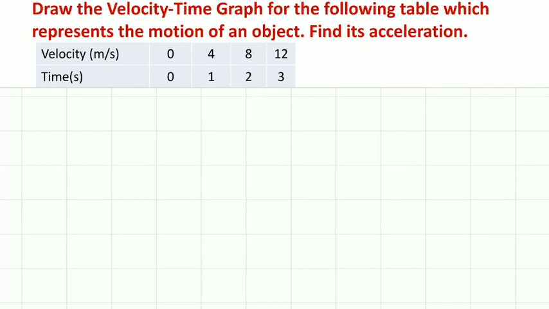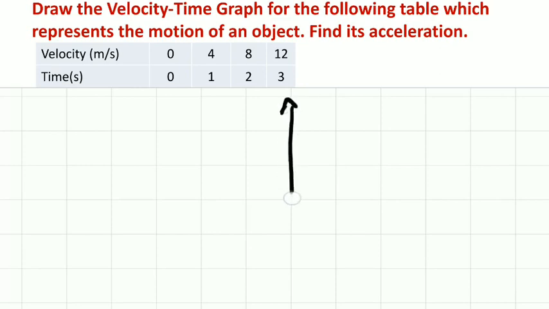Here is our first question on velocity time graph. Draw the velocity time graph for the following table which represents the motion of an object. Find its acceleration. So, with the help of this table given, we have to draw the velocity time graph and we need to find the acceleration with the help of the graph. So, let's make it.